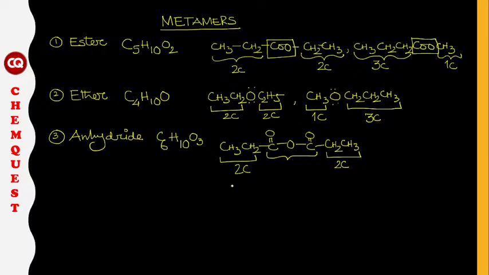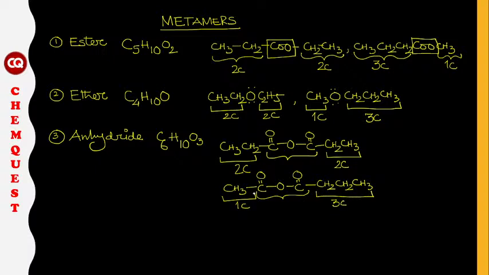But in our next case, CH3COOCOCH2CH2CH3, there is 1 carbon on this side and 3 carbon on this side. Alkyl numbers are different, but these are not position isomers, because position isomers are completely different from metamers.